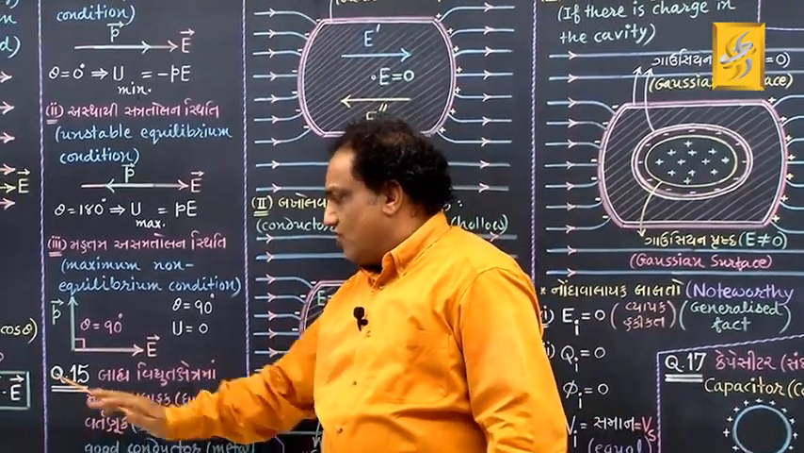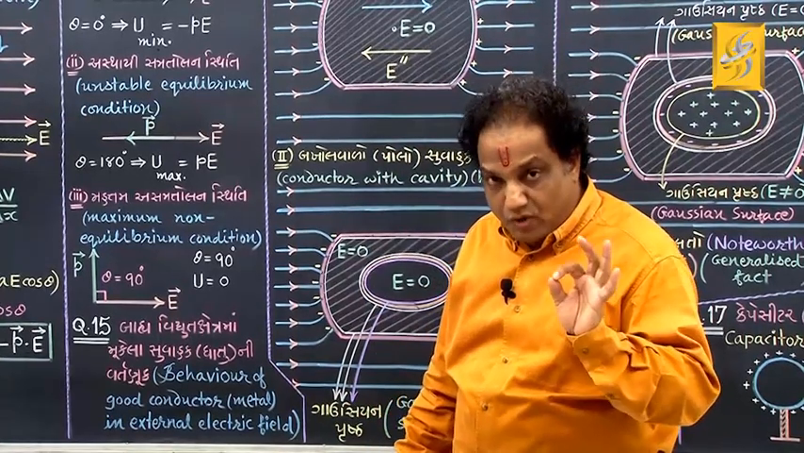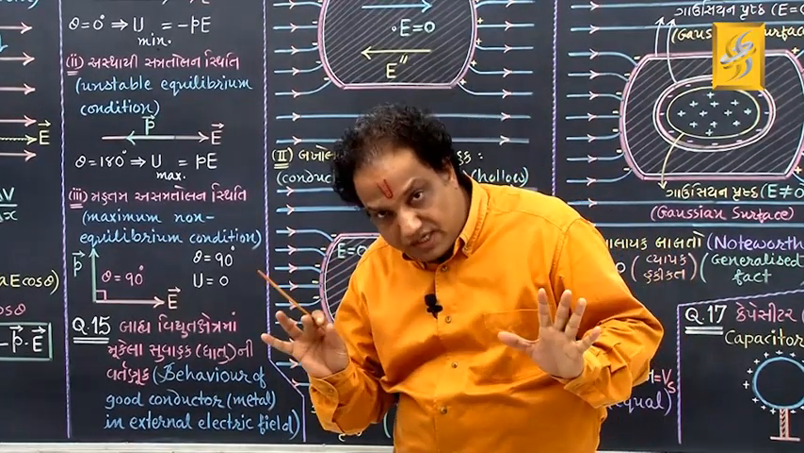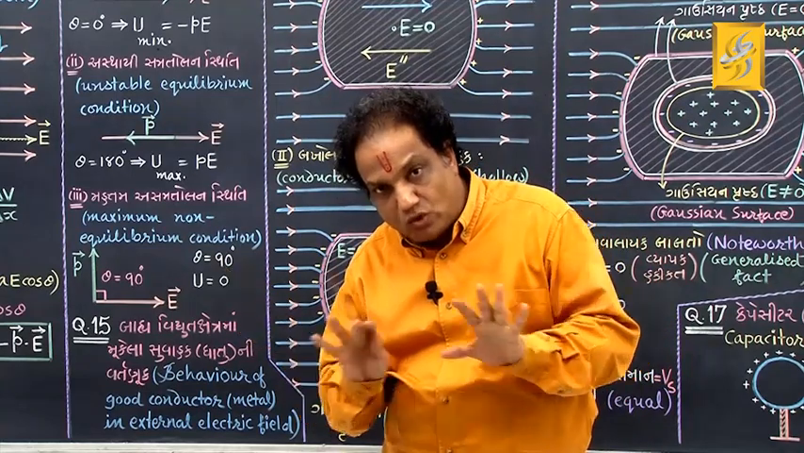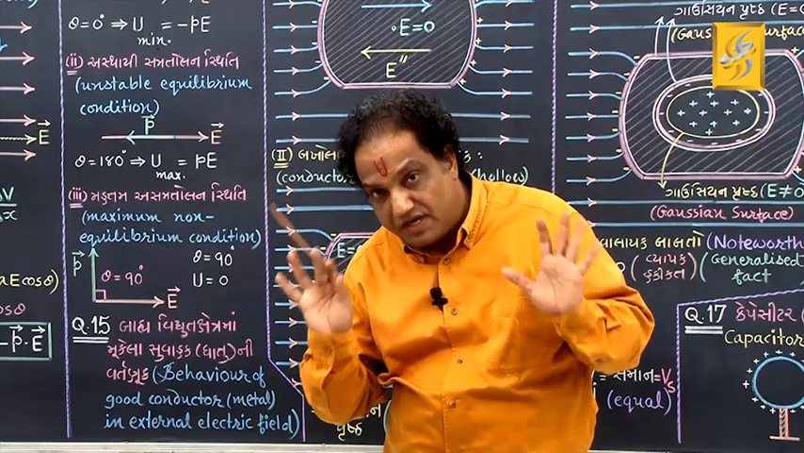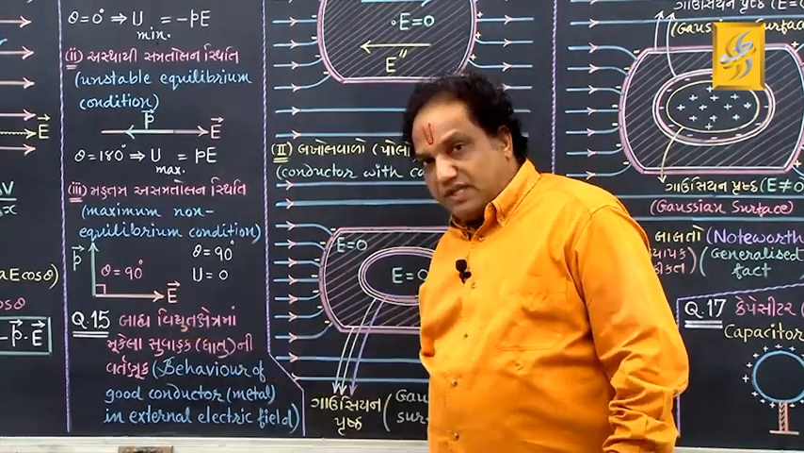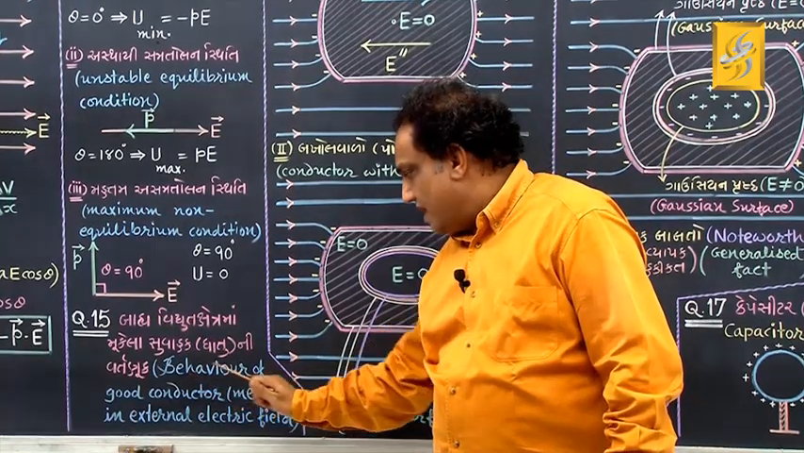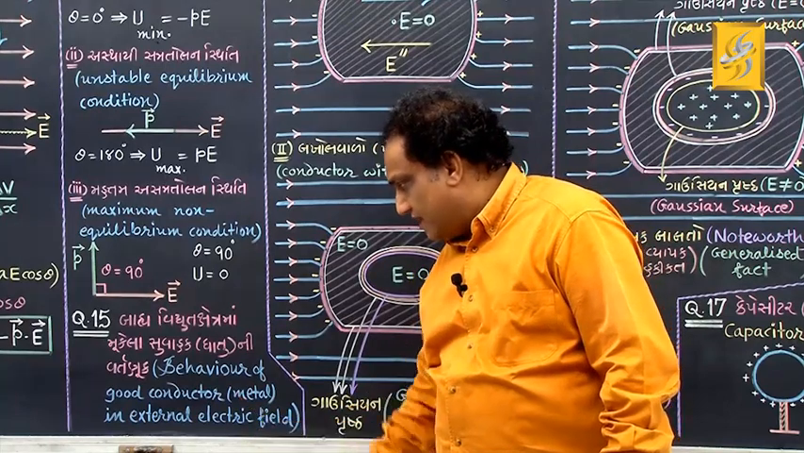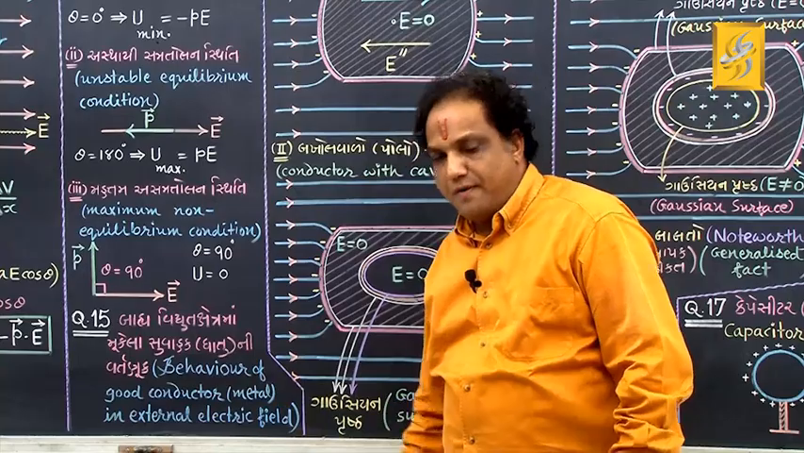Now my dears, we go for question number 15. This question is very important from understanding point of view, purely theoretical discussion, no derivation, no mathematical formula. I just appeal everybody to take very special interest in the discussion, please. This question is about behavior of good conductor, that is metal, in external electric field.